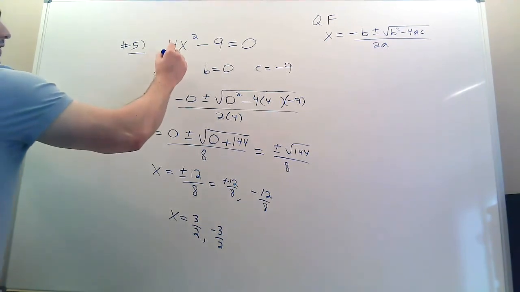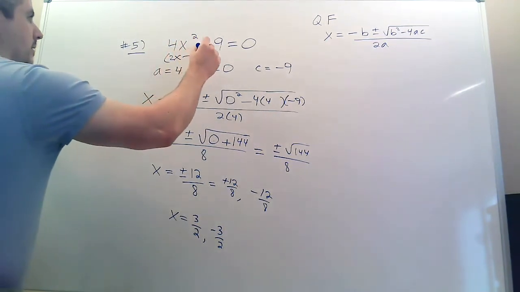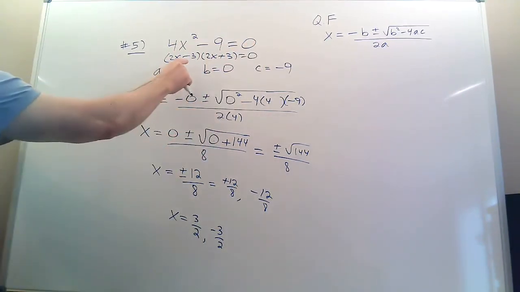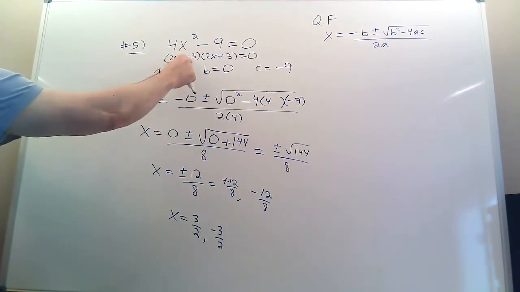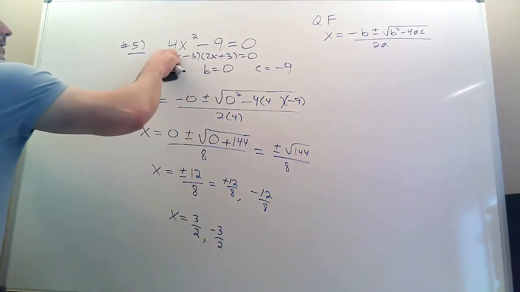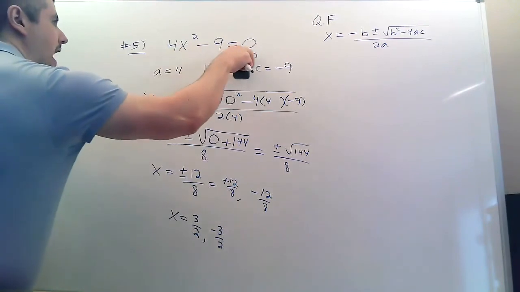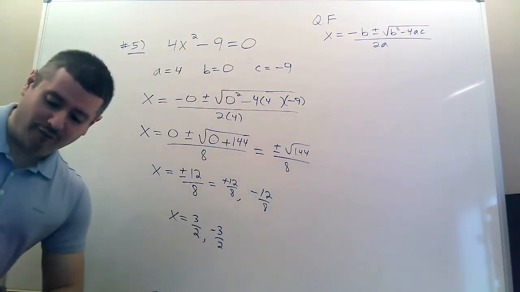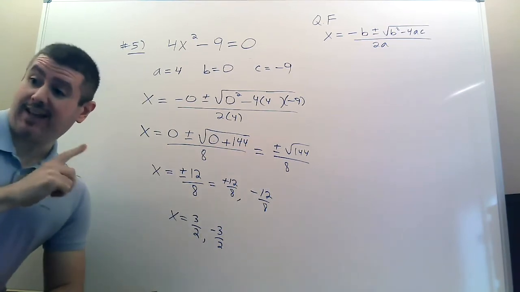Again, notice if we had just factored this, right? 2x plus 3, 2x minus 3, whatever, minus plus. Add the 3, divide by 2. You get positive 3 over 2. You get negative 3 over 2. Yay! Look, same thing. Obviously, you would never, ever, ever use the quadratic formula on something like that.